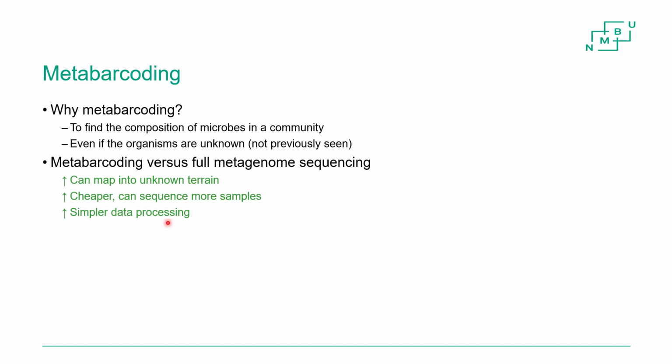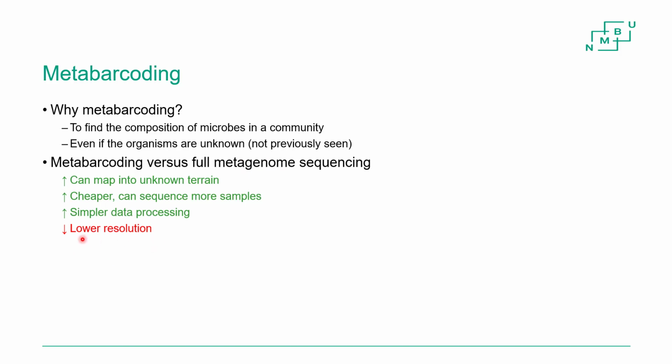The data processing is also simpler compared to the full metagenome sequencing data. This follows mainly because there are fewer reads or smaller samples, right? So I'm not sure if it's actually the steps themselves that are simpler, but at least this is how people tend to think.